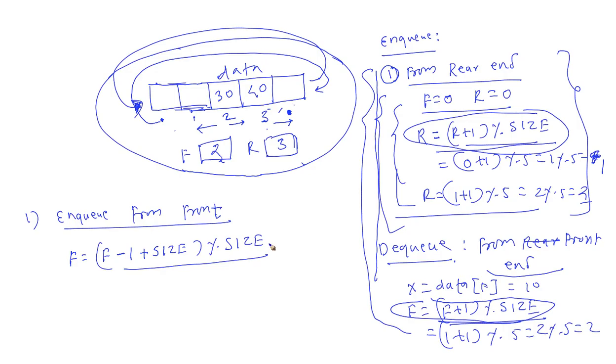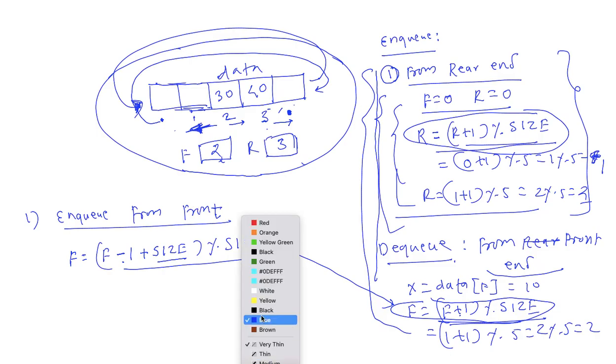If you compare these two formulae: f equal to f plus 1 mod size. Now rather than plus 1, we have minus 1, and we are adding this extra component, size, right? And this mod size is the same here as well as here. So this is the anticlockwise, this is the clockwise, you can say decrement or increment to f. So f is going like this, right? Okay.